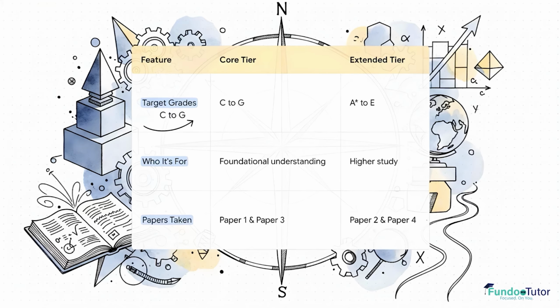That means you'll be taking papers 1 and 3. On the other hand, if you've got your sights set on those top grades, the A stars and the A's, and maybe you're even thinking about studying math later on, well, that's when the extended tier is calling your name. That's papers 2 and 4. The big takeaway here is that it's all about aligning your choice with your own ambitions.